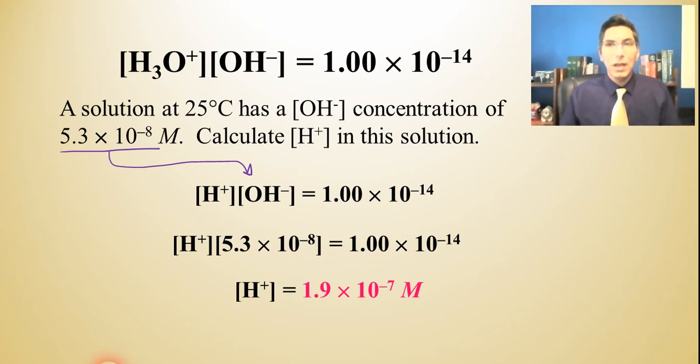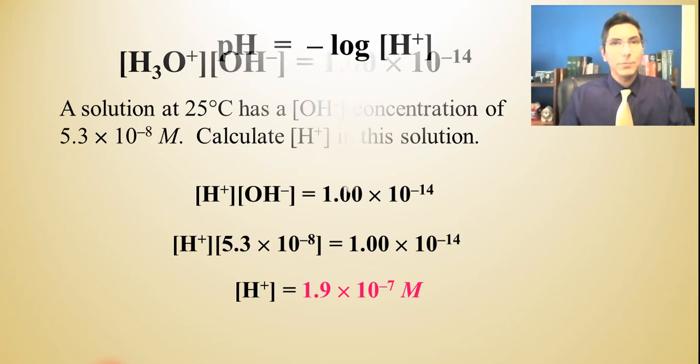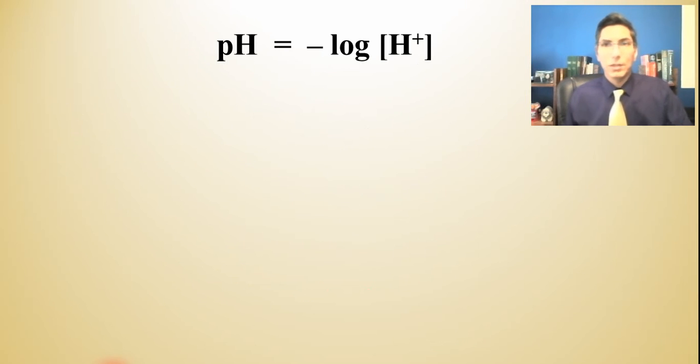So hopefully you can see how this works. We can take one and figure out the other using Kw's value, which is 1 times 10 to the minus 14th. Now, I'd like for us to introduce another concept, a very important concept in chemistry, one you've probably heard of outside of this chemistry class, and that's the concept of pH.